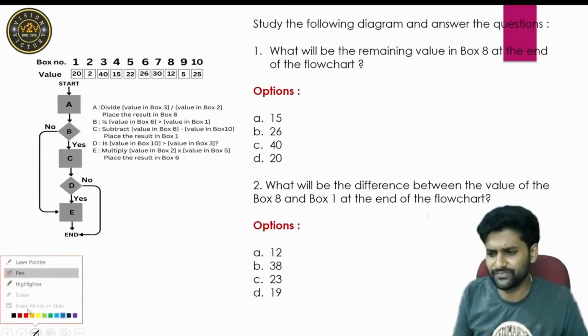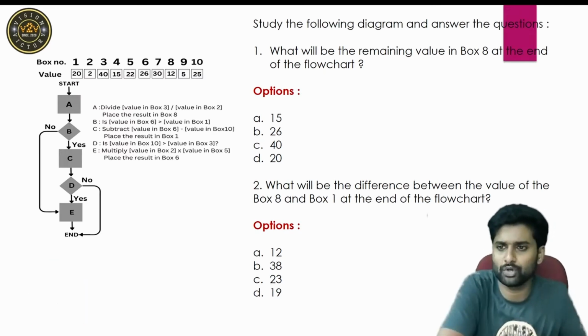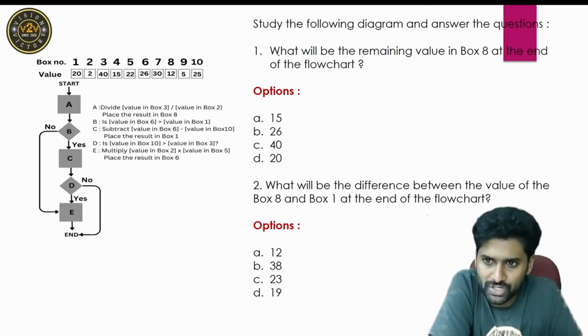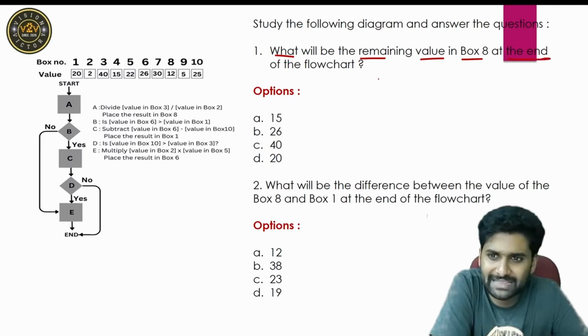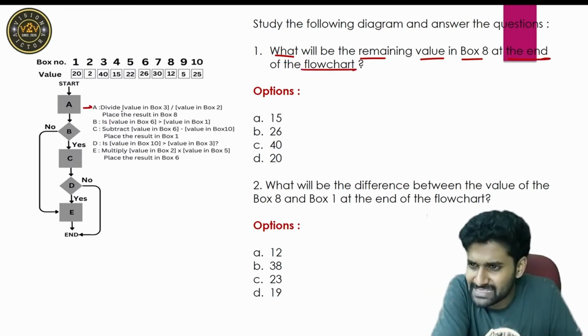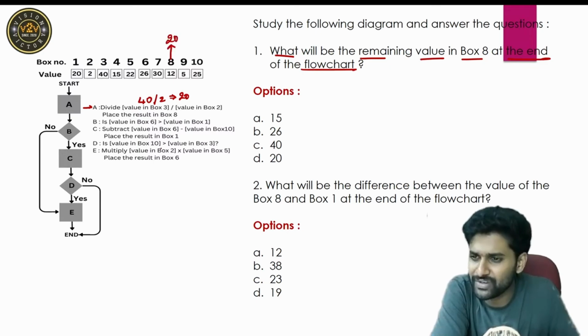Next, guys, definitely you can expect a flowchart. I will tell you the approach for any flowchart here. So try to understand this entire picture. Now here is the question: what will be the remaining value of box 8 at the end of the flowchart? Here A says divide the value of box number 3, which is 40, by box number 2. The resultant is 20. You have to place it in box 8, so you place 20 here.